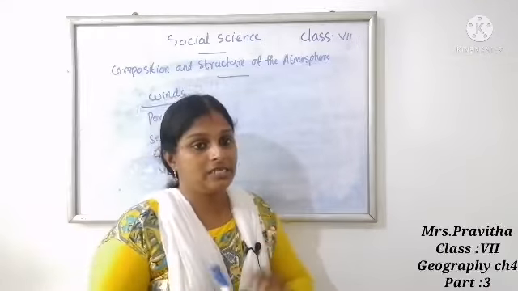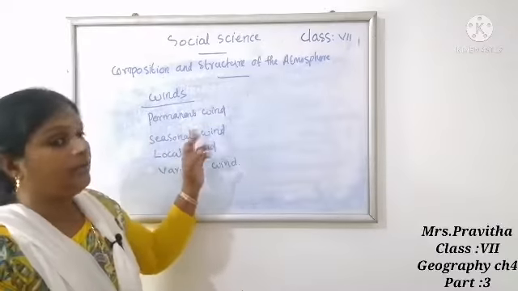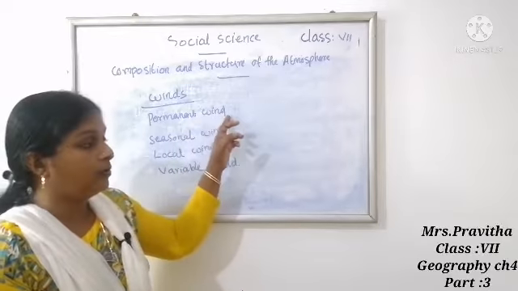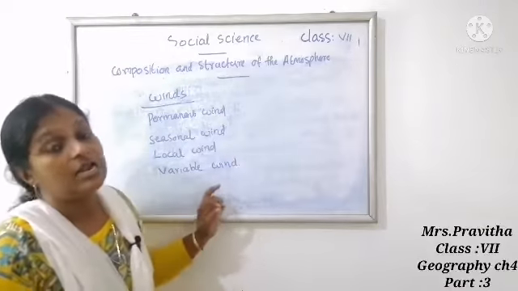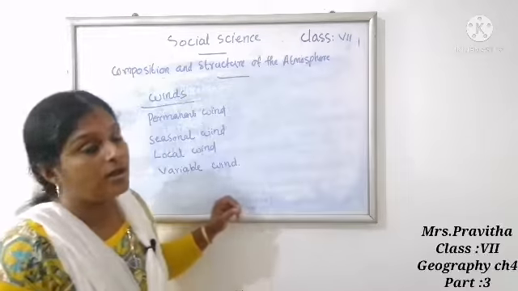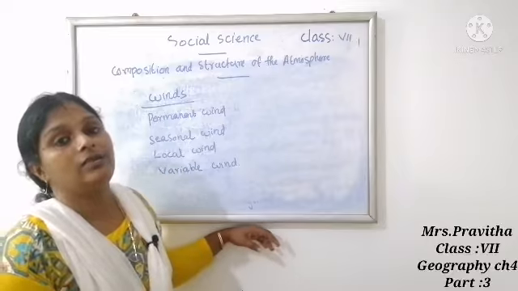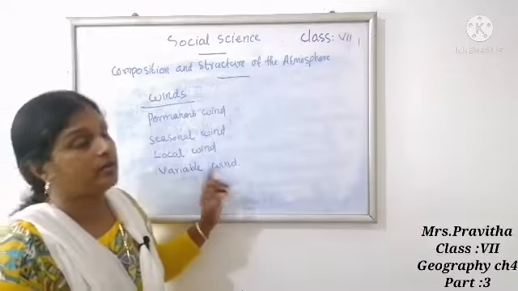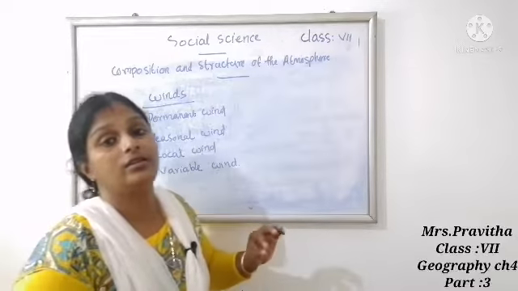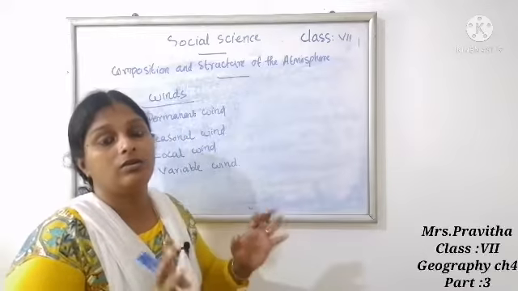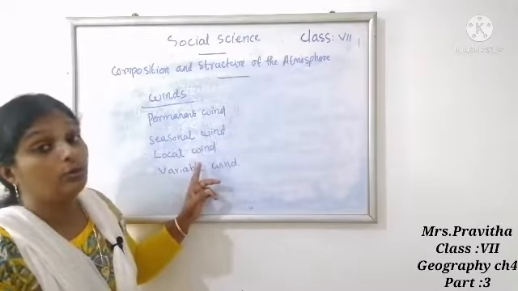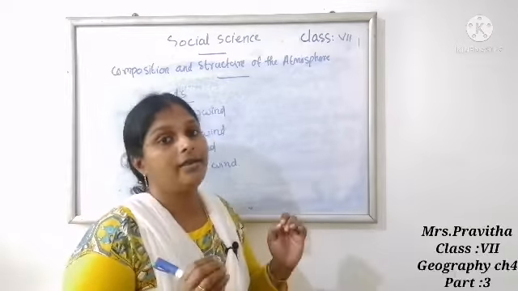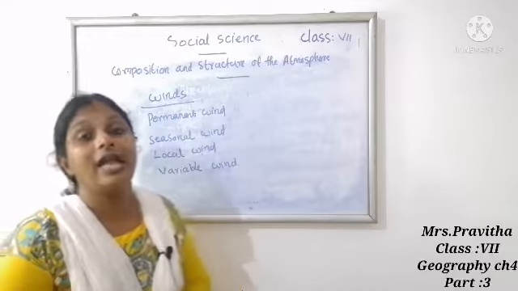So now we have studied four types of wind: permanent wind, seasonal wind, local wind, variable wind. Permanent wind blows throughout the year in the same direction. Trade winds, westerly winds and polar winds are examples. Seasonal wind blows in a particular season, for example the monsoon wind. Third, local winds are confined to a particular locality or small area, for example Loo. Variable winds occur when cold air and warm air meet, for example cyclones and anticyclones.